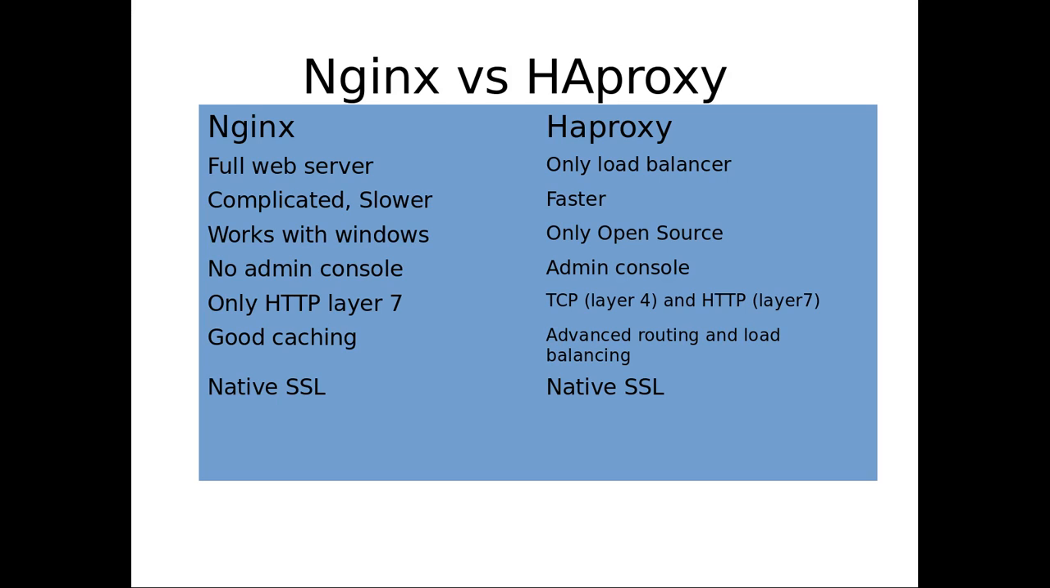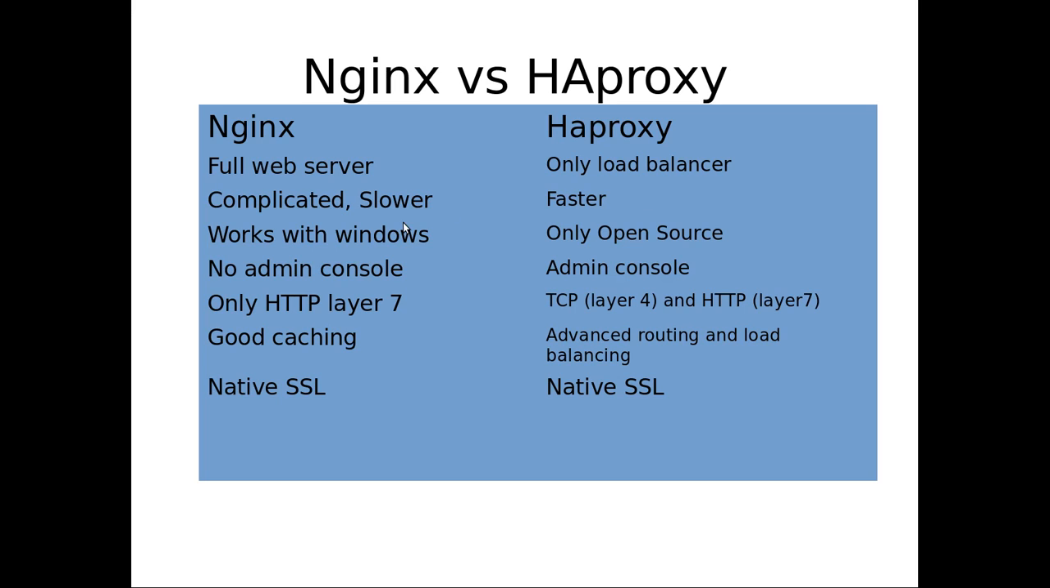Nginx works with HTTP layer 7, but HAProxy works with layer 7 as well as layer 4 TCP, which is a huge advantage for HAProxy because it doesn't need to open the packet. Only reading from the IP header, it can redirect your request to one of the backend servers. Nginx provides good caching, while HAProxy is a more advanced and robust solution for routing and load balancing. Both support SSL.